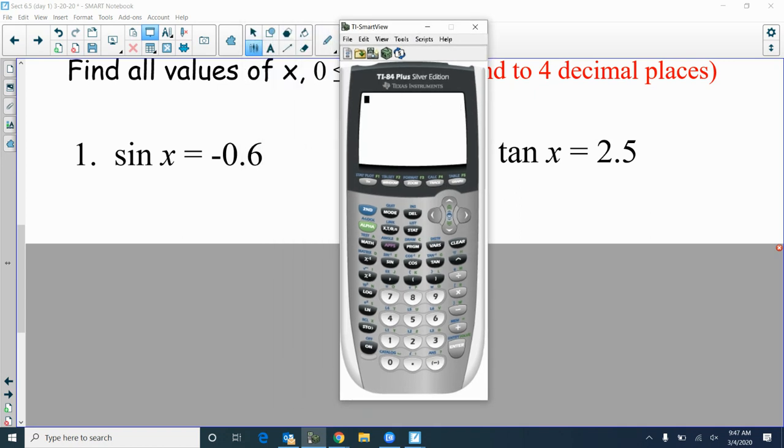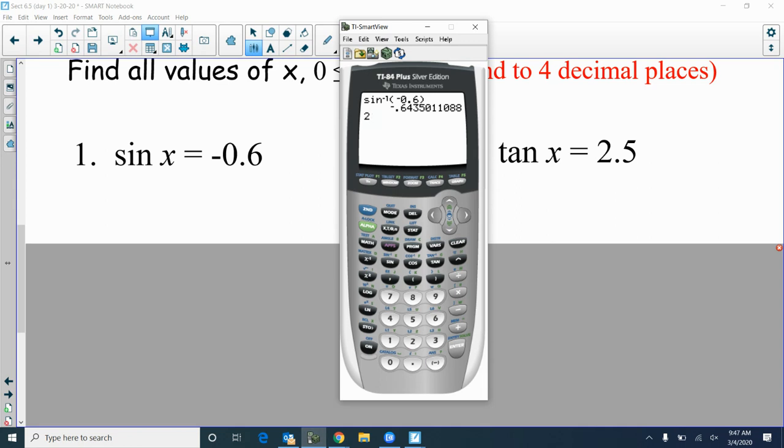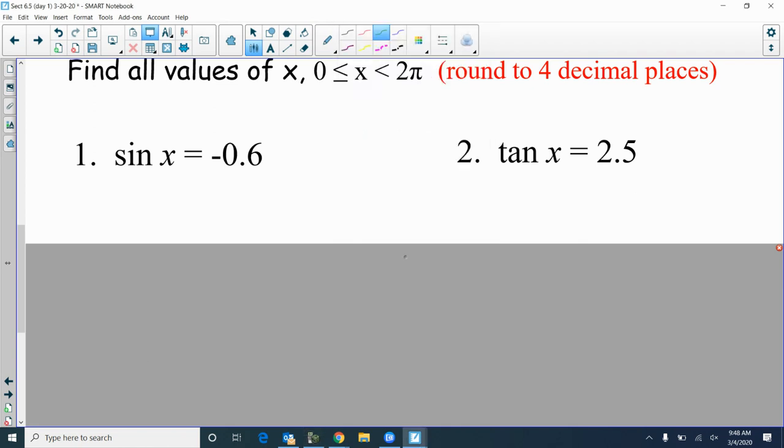All right, so inverse sine of negative 0.6. It gives us negative, and it says round to 4 decimal places, negative 0.6435. Here's an issue. Is that in the acceptable range for what it wants the answer to come back in? No. 0 to 2 pi is where it needs to be. 2 pi is about 6.28, and all my answers have to be positive.